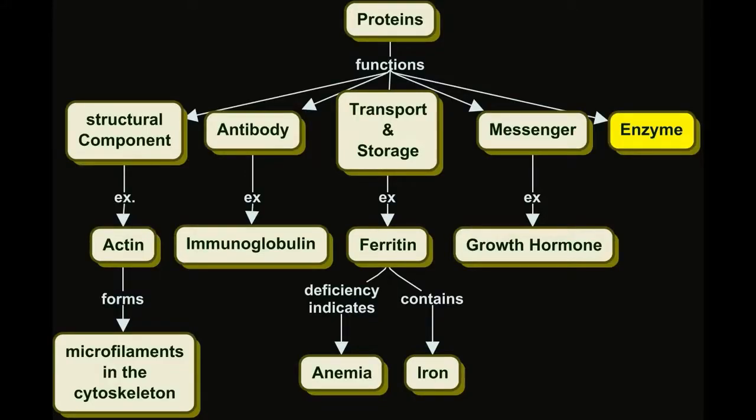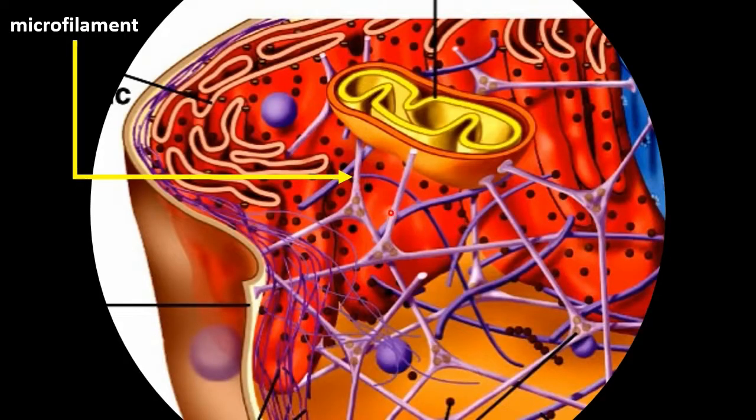Let us recall about proteins, one of the biological molecules in our body. Now, proteins, the different functions are structural component. An example to this is the protein called actin. Actin actually forms the microfilaments in our cytoskeleton. So these are the cytoskeletons of a cell, and these cytoskeletons are called microfilaments and are made from actin.